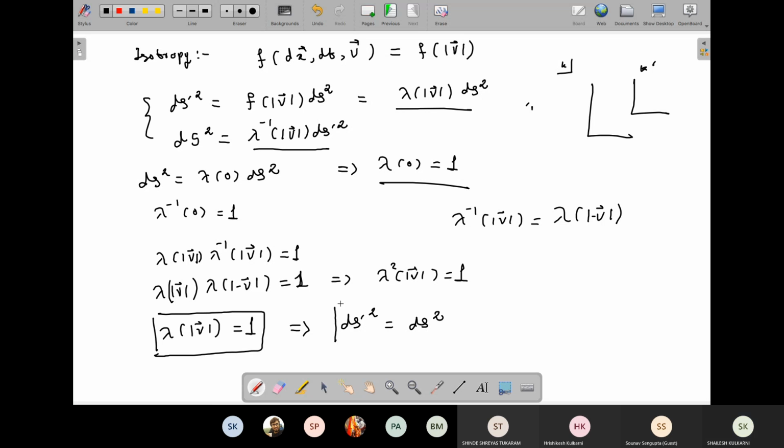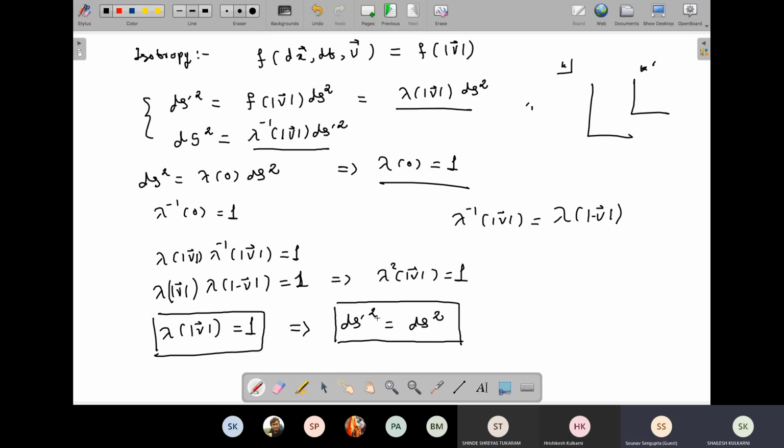So the infinitesimal distance between two events in two frames remains unchanged. This is because of what? Because of the constancy of light. This is the essence of these two postulates. One is already there and the second one is the constancy of light. So when we impose the constancy of light, we get the invariance of the interval between two events.